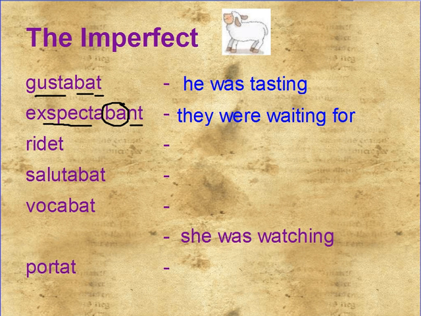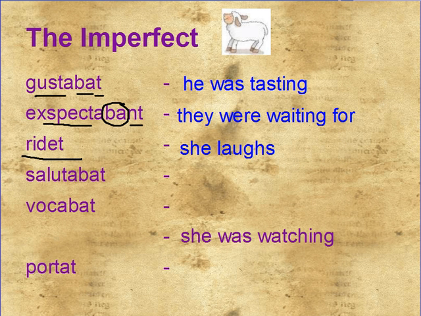Redet. Right away, there is no ba in redet. I hope you spotted that yourself. What tense is redet? It's just the normal present tense, one you've seen so many times before. That means redet translates, she laughed, or he laughed.